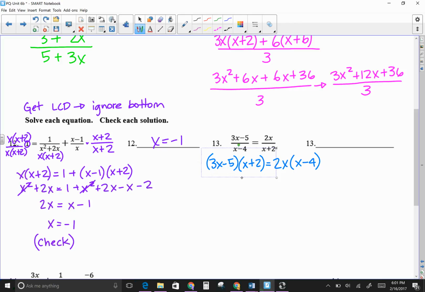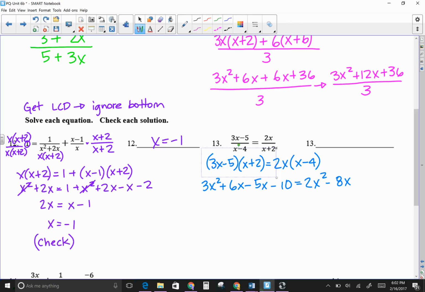All right, so I'm going to FOIL. First terms, 3x squared, outside plus 6x, inside minus 5x, and last minus 10. And that's going to give me 2x squared minus 8x. I have a squared, and they're not going to cancel.